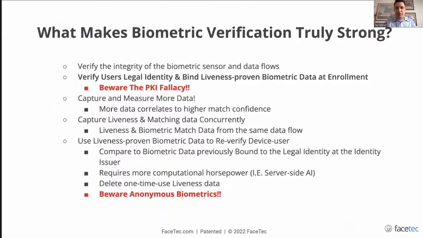Remote matching for biometrics may require some horsepower. And you have to make sure that you know whose biometric you're matching to, and you know what biometric you're actually comparing to the verified biometric. Anonymous biometrics are a problem for a truly strong remote verification system.